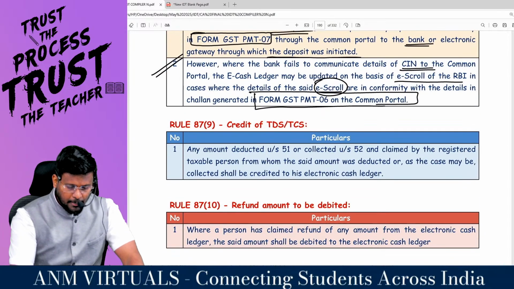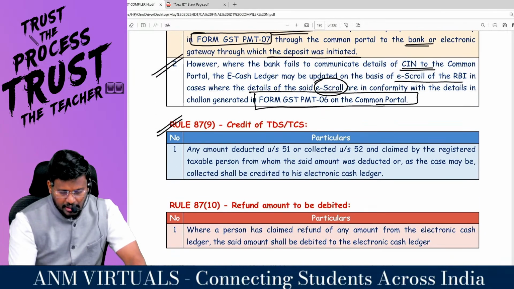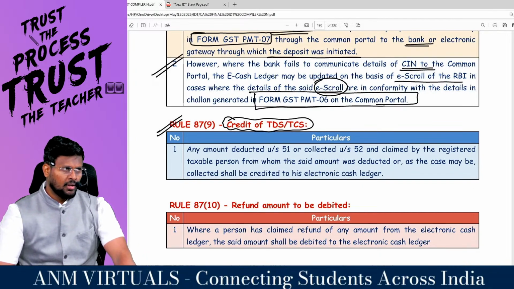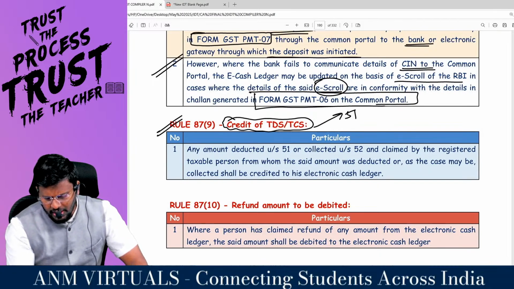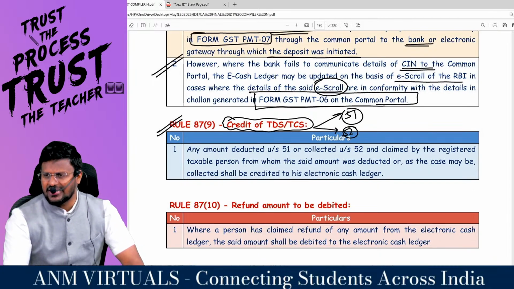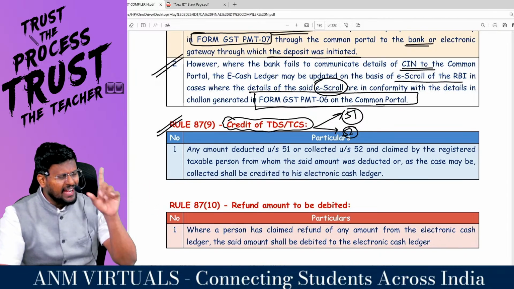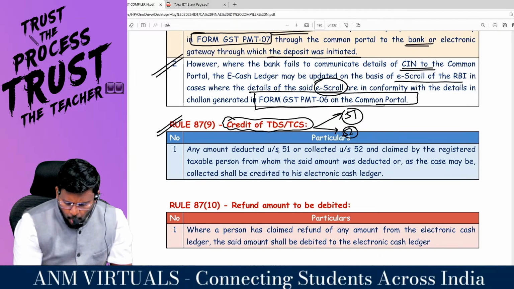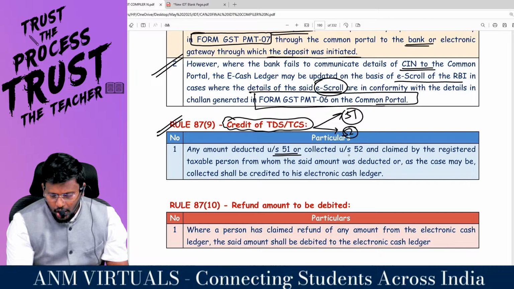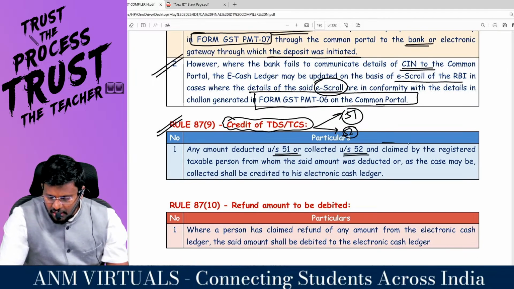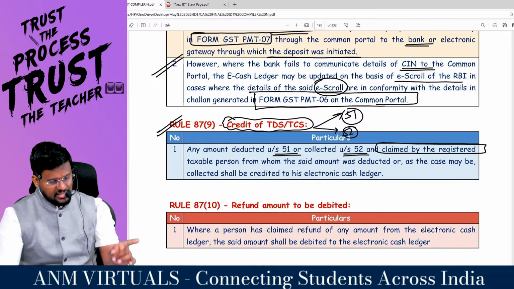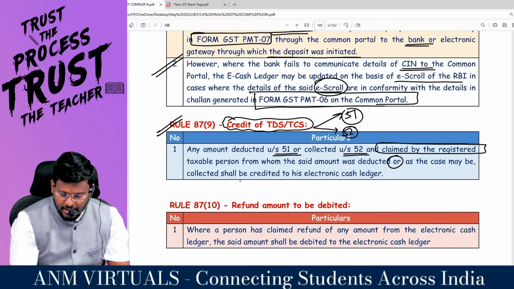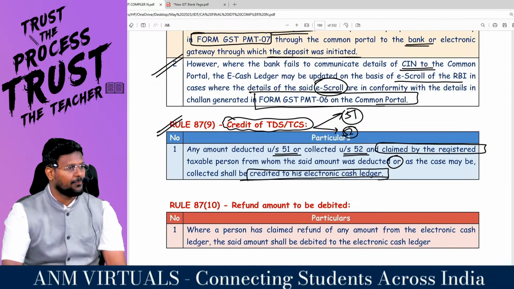Are you all really with me? Coming to rule 87 sub rule 9, credit of TDS or TCS. Sir, we know that section 51 is talking about TDS and section 52 is talking about TCS. Some people may deduct TDS and TCS on behalf of ourselves. Right, sir? Any amount deducted under section 51 or collected under section 52 and claimed by the registered taxable person from whom the said amount was deducted or, as the case may be, collected, shall be credited to the electronic cash ledger.